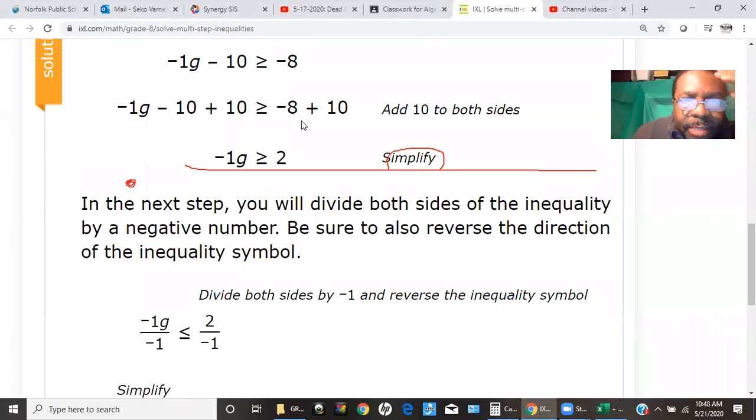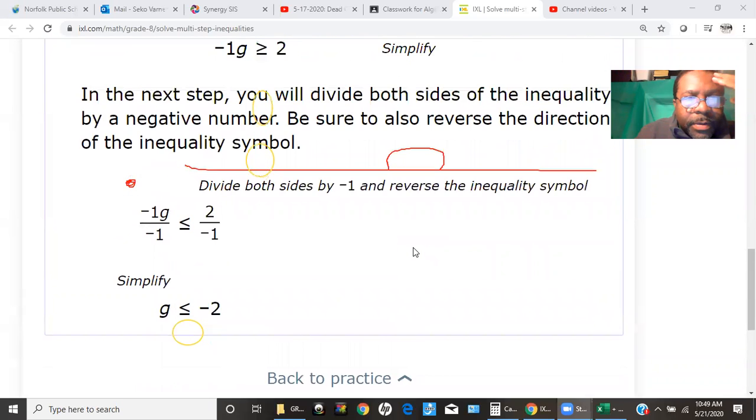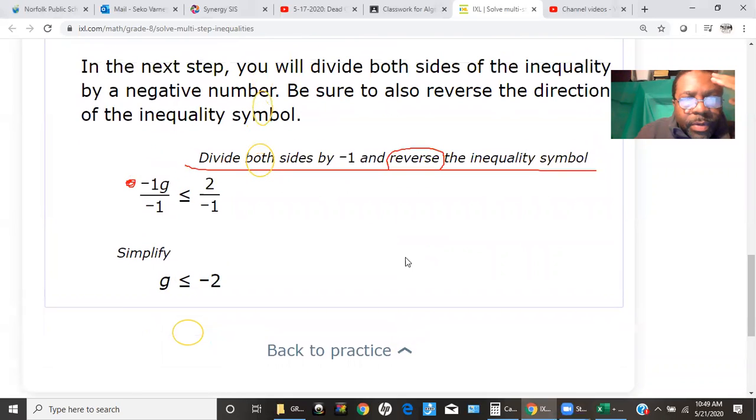Now look, the inequality symbol at the very beginning was this, right? You see it? That was the inequality symbol at the very beginning. But if you look at it down here, it's reversed. We went from greater than or equal to, to less than or equal to. That's what that reminder was for. So remind yourself to reverse the inequality. So now your answer will be G is less than or equal to negative 2.